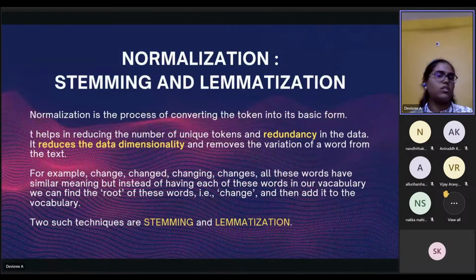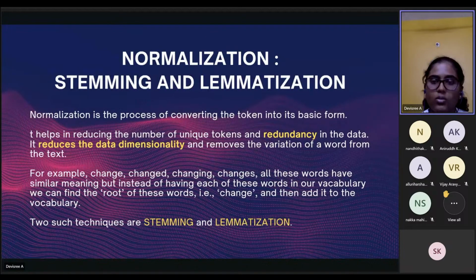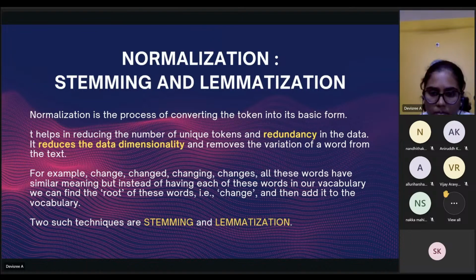Normalization of text refers to converting each of the words, or say tokens, to its most basic form, converting the words to its base word. Let's see why we are supposed to do this. For example, in a text, let's say there are words like change, changed, changing, and changes. So all these words have similar meaning.